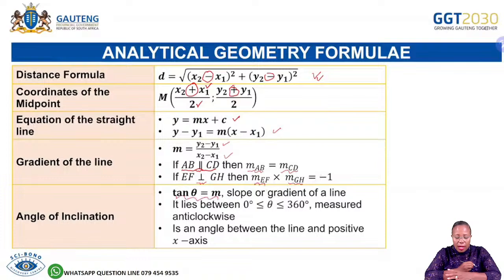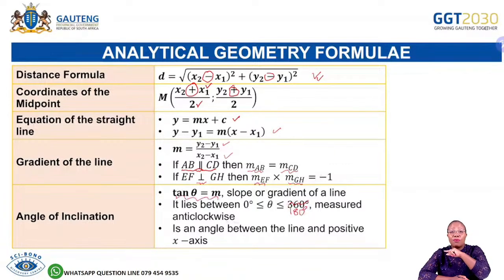All right, and then now it lies between 0 and 180. This is supposed to be 180. Grade 12, please rectify that accordingly. The theta inclination angle lies between 0 and 180. That means if we are inclining, we refer to quadrant 1 and quadrant 2 of your 4 quadrants. Okay, and then it is measured anti-clockwise.